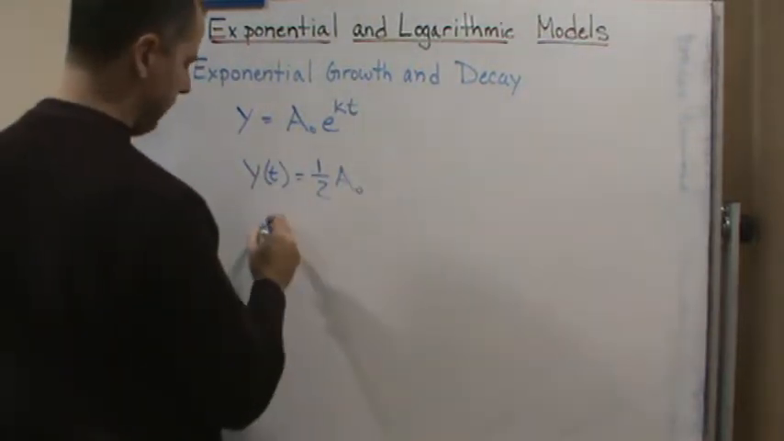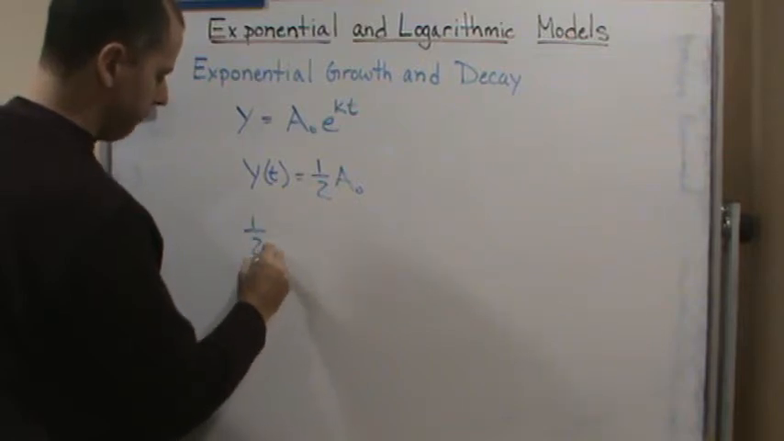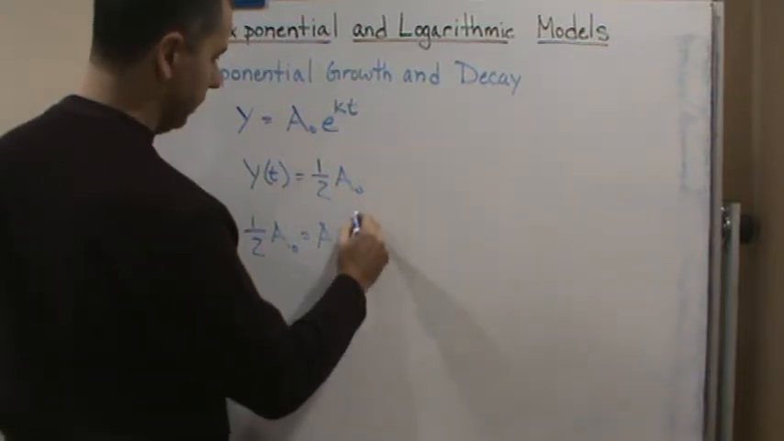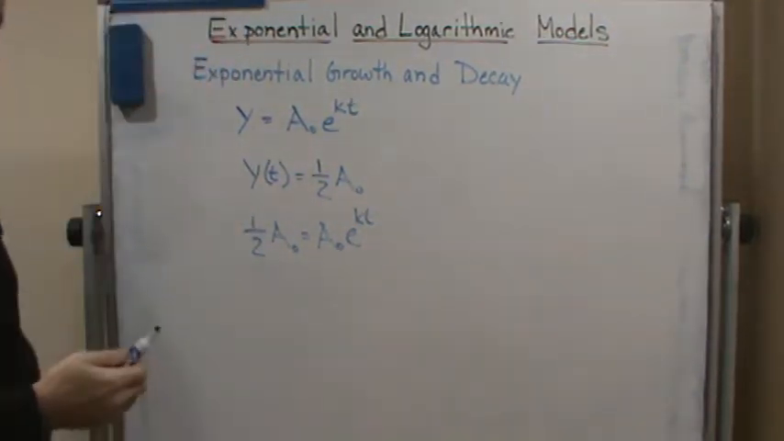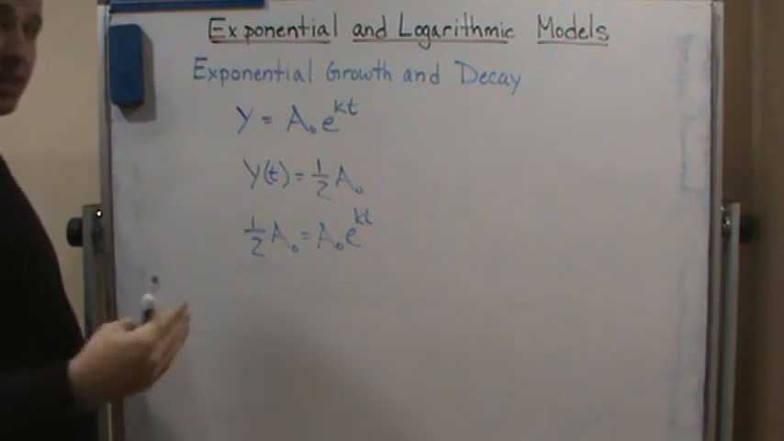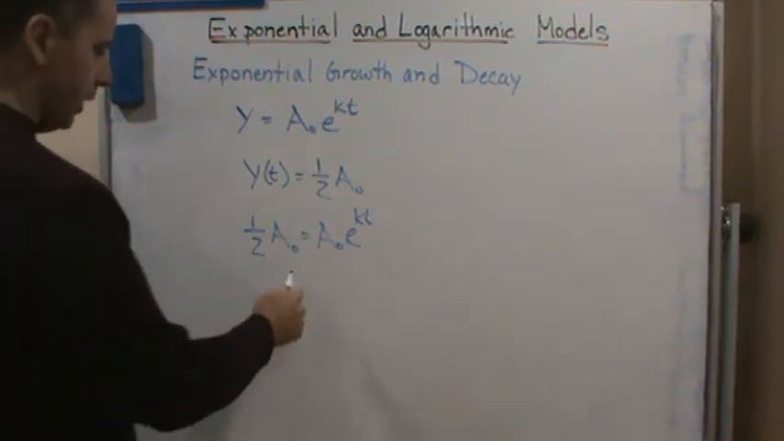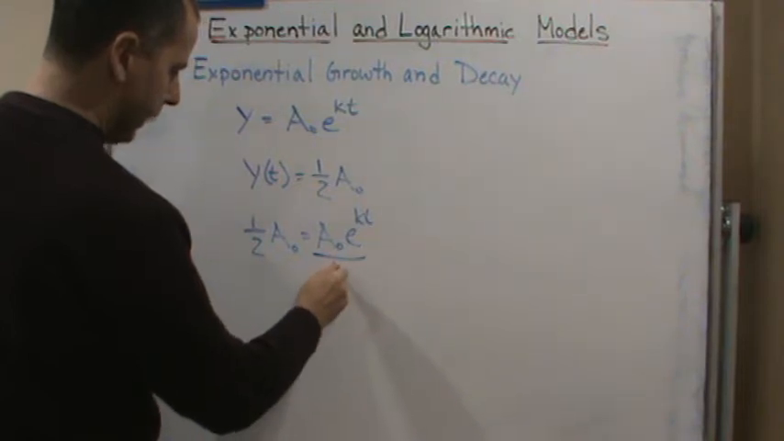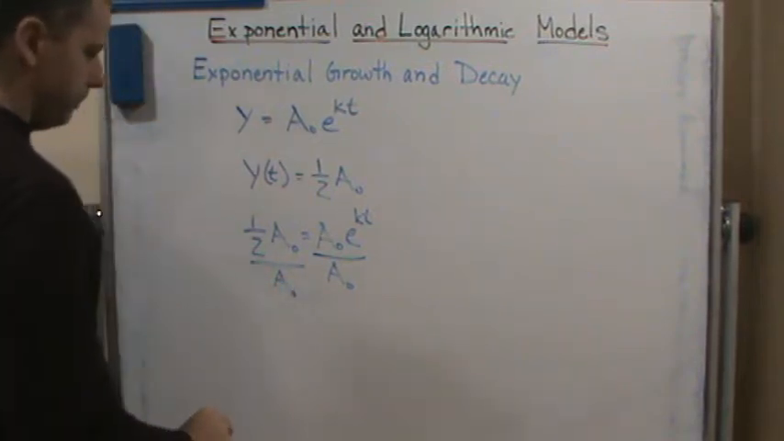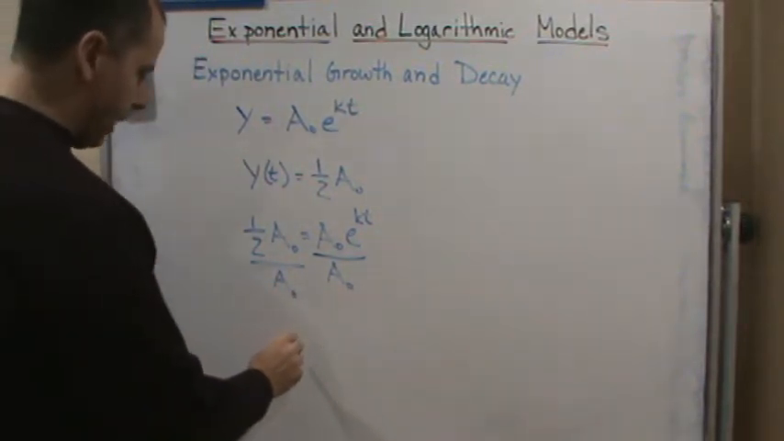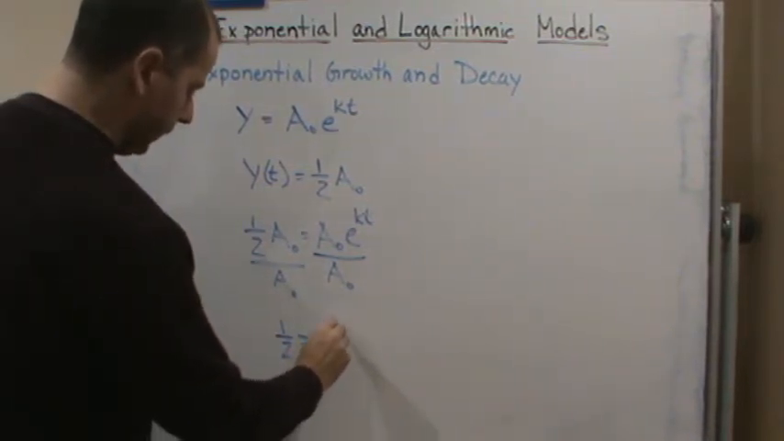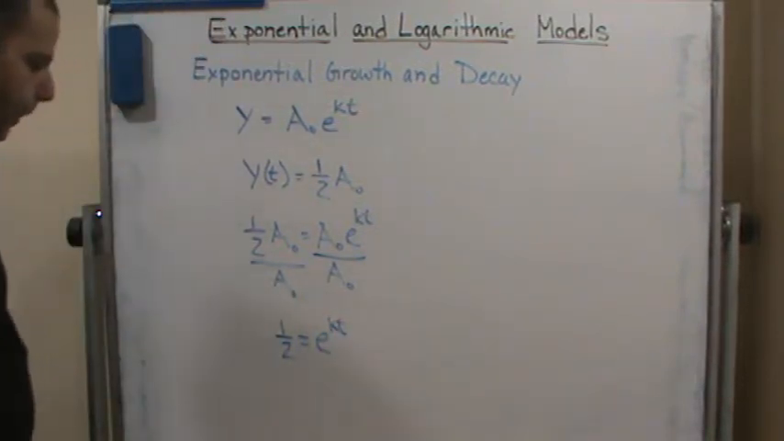So my formula then becomes 1/2 a naught equals a naught e to the kt. And now I'm going to solve for t, because if I solve this for t, that's going to give me the formula for finding the half-life. Notice that if I divide both sides by a naught, the a naughts go away, and I'm just going to end up with a half. Okay? So I end up with 1/2 equals e to the kt.